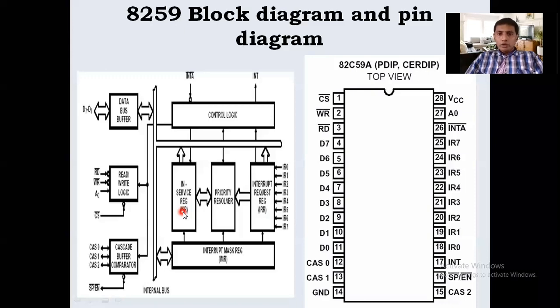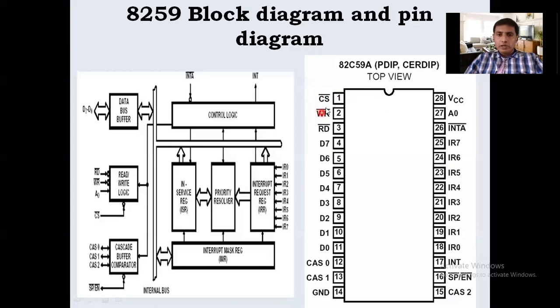Now coming to the pin diagram. Let us see the pin diagram of 8259. It contains a total of 28 pins, 14 pins on one side and 14 pins on the other side. Let us see first CS bar. Whenever CS bar is activated, only then is 8259 ready to communicate with 8086 or other peripheral devices. So we should activate CS bar.